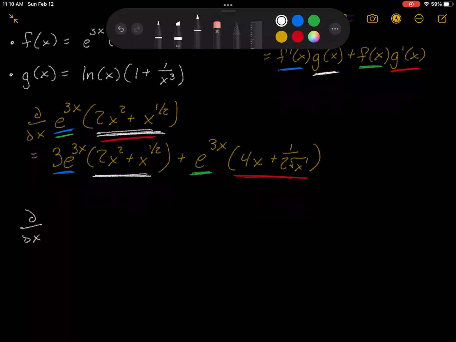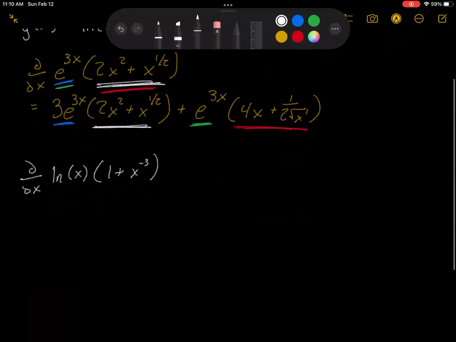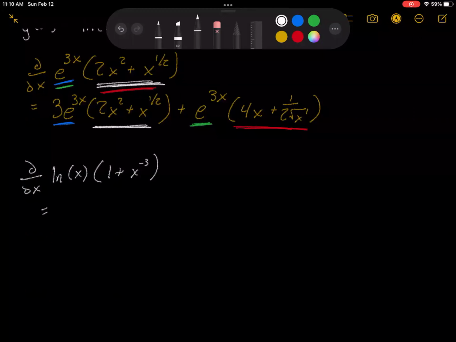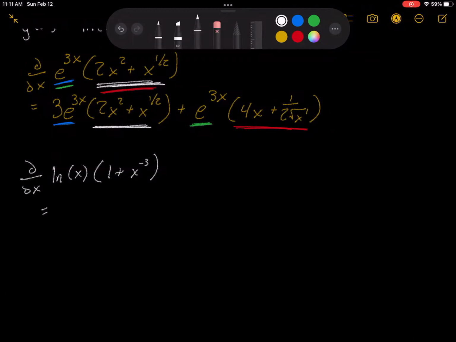Let's differentiate g of x with respect to x, which is the natural log of x times 1 plus x to the minus 3. And note, I already know that I'm going to differentiate, so why not write that 1 over x cubed as x to the minus 3 so we can use our power rule. When we differentiate, we choose one of the products and differentiate it, we copy down the second term. And remember, because we're adding, it doesn't matter which one you choose to do first.